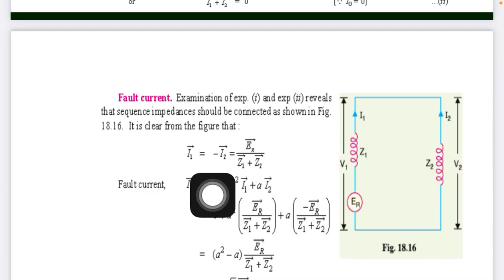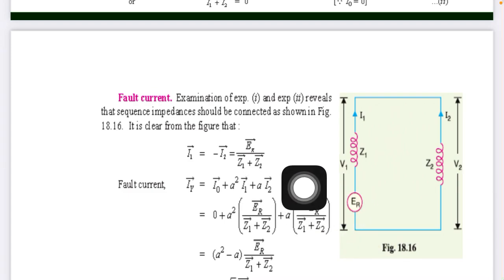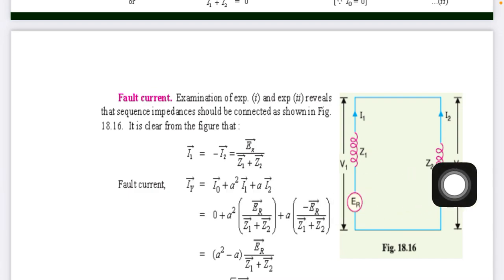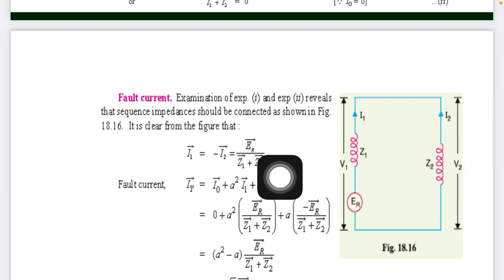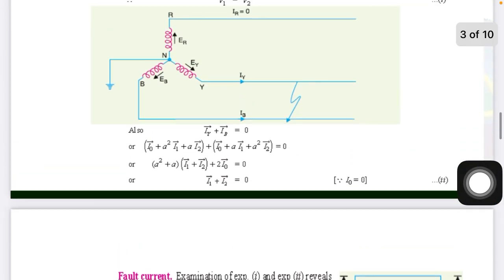If we consider I1 as a reference, then what will happen? I1 is equal to ER divided by Z1 plus Z2, and I1 is equal to minus of I2. So I1 is equal to minus of I2, and we can write this equation. This equation I simply put over here.